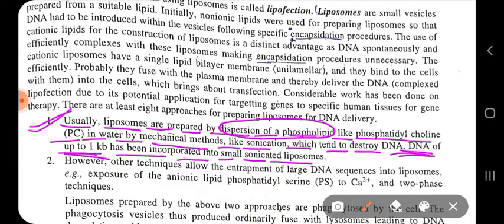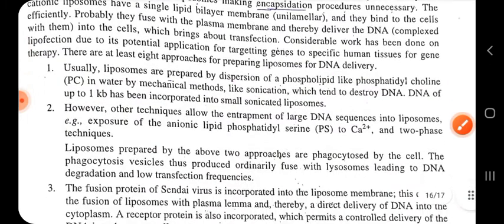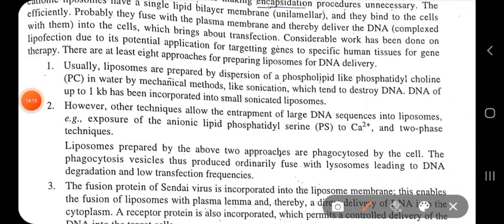This approach was first prepared, right? So simple thing, by the help of sonication technique, a phospholipid like phosphatidylcholine has been dispersed in water, and then these dispersed phospholipids are assembled to form a vesicle inside which DNA of up to 1 kb has been incorporated, right?